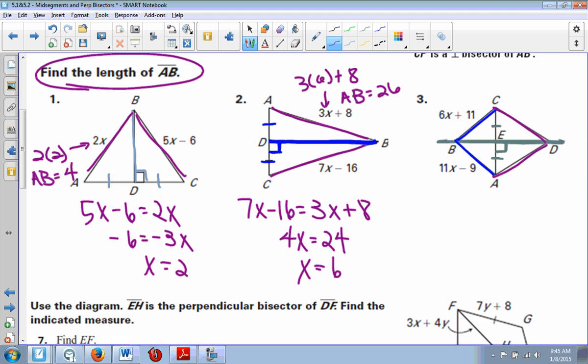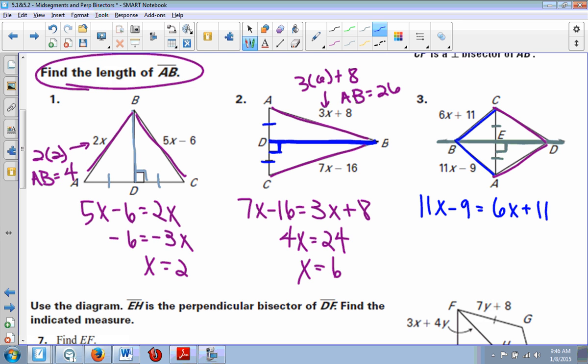Now, if you notice, the blue segments are the only ones that are labeled with anything. Therefore, those are the segments I'm obviously going to set equal to each other. But keep in mind, in that picture, there actually are 2 sets of congruent segments. D to C and D to A are also a set of congruent segments. So if they were labeled with variables, you'd also be able to set up an equation with those ones too.